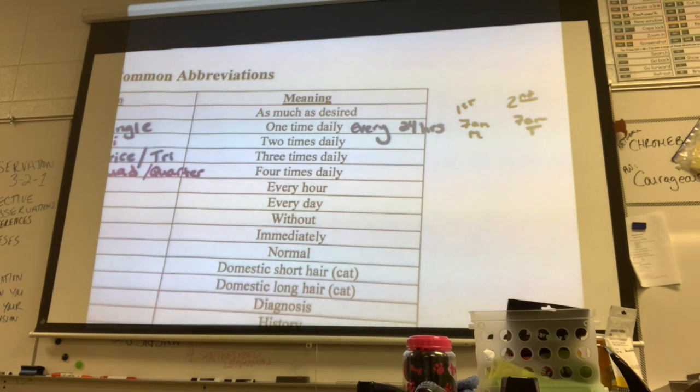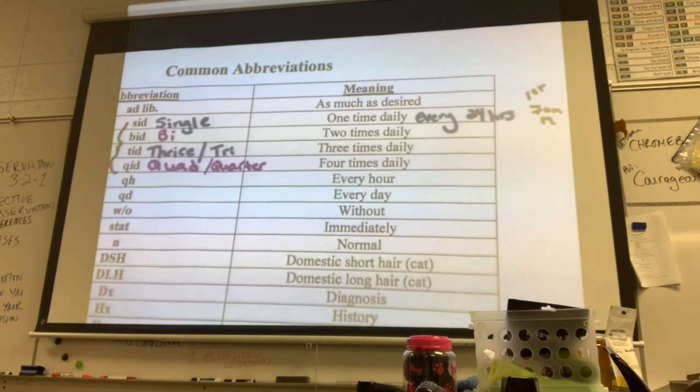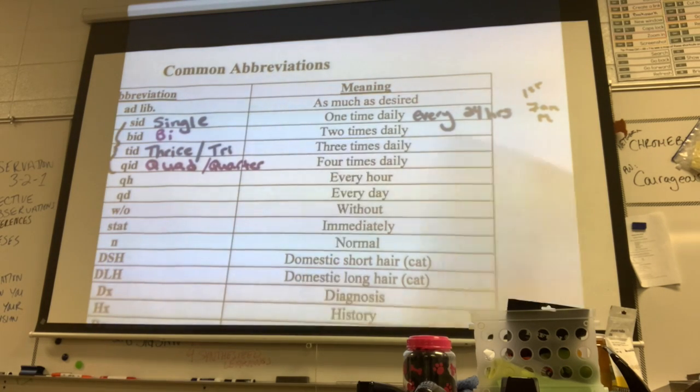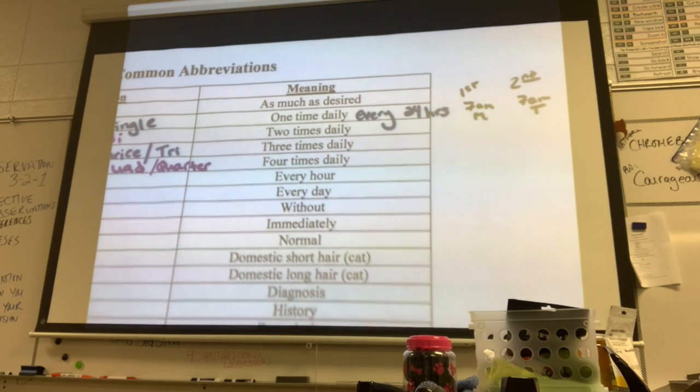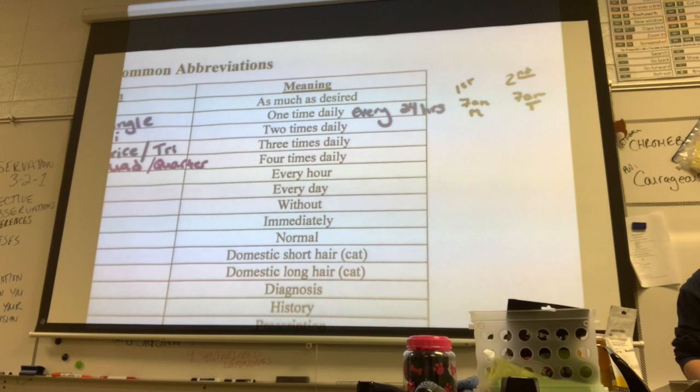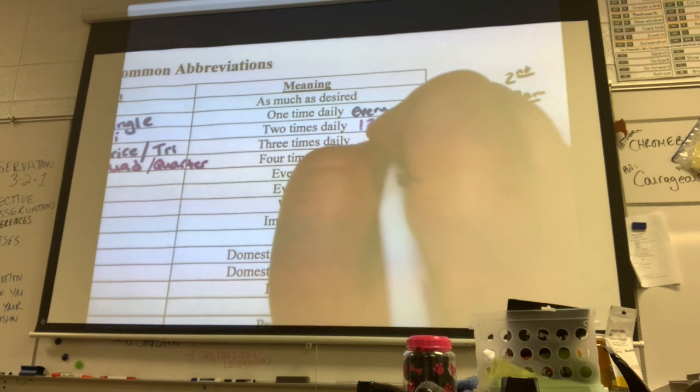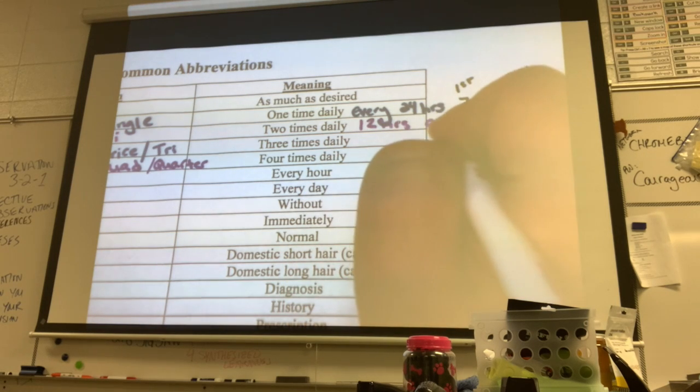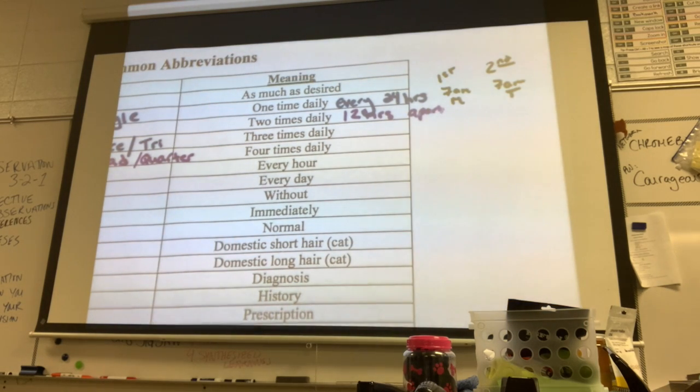Now, I'm going to look at B. Right? So I'm going to look at BID, or 2 times a day. So if SID is every 24 hours, BID is 2 times a day. So how many hours apart is that going to be? 48? 2 times daily? 12. So 12 hours apart. To say 12 hours apart or to say every 12 hours is the same exact thing.